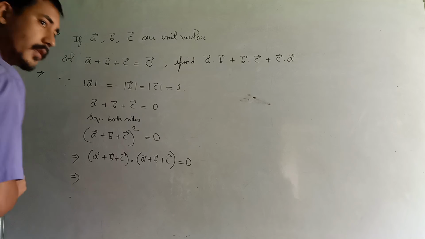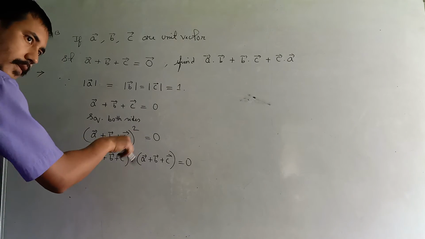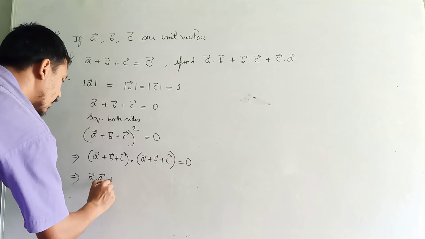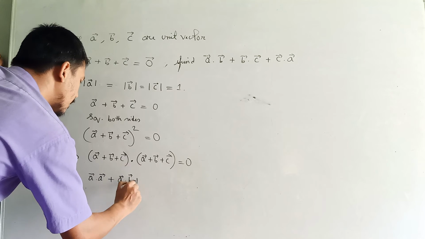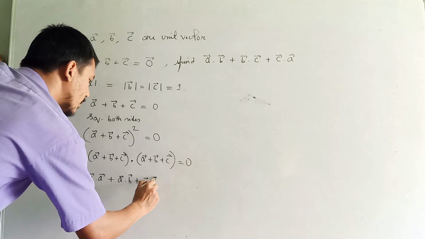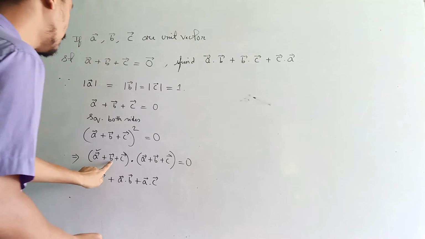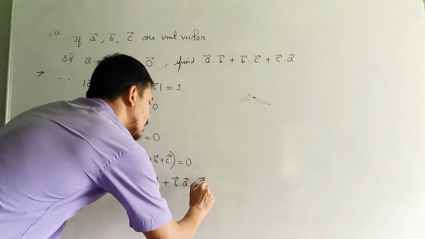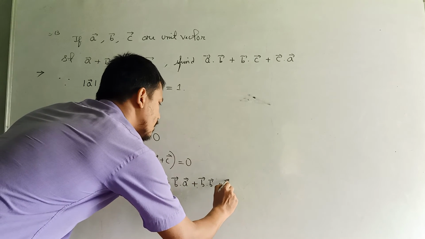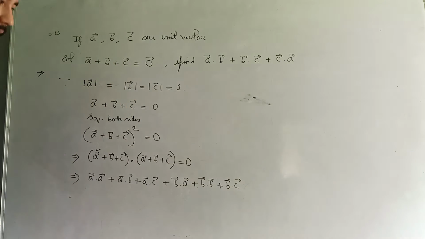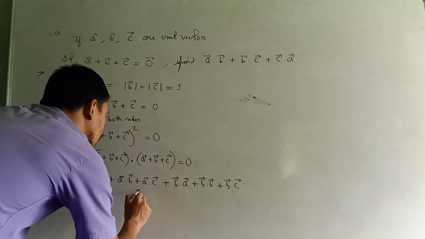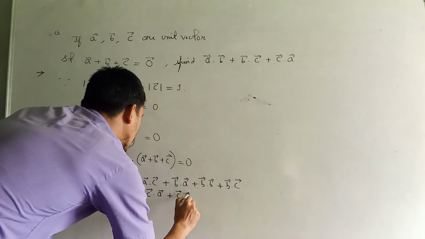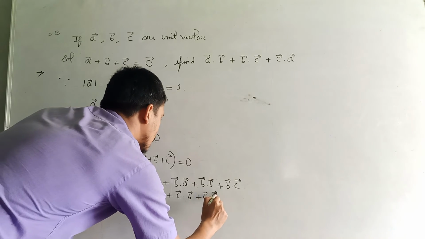So let's evaluate this dot product. A dot A plus A dot B plus A dot C. This is done. Now for the B vector: B dot A plus B dot B plus B dot C. Correct? Plus C dot A plus C dot B plus C dot C is equal to 0.